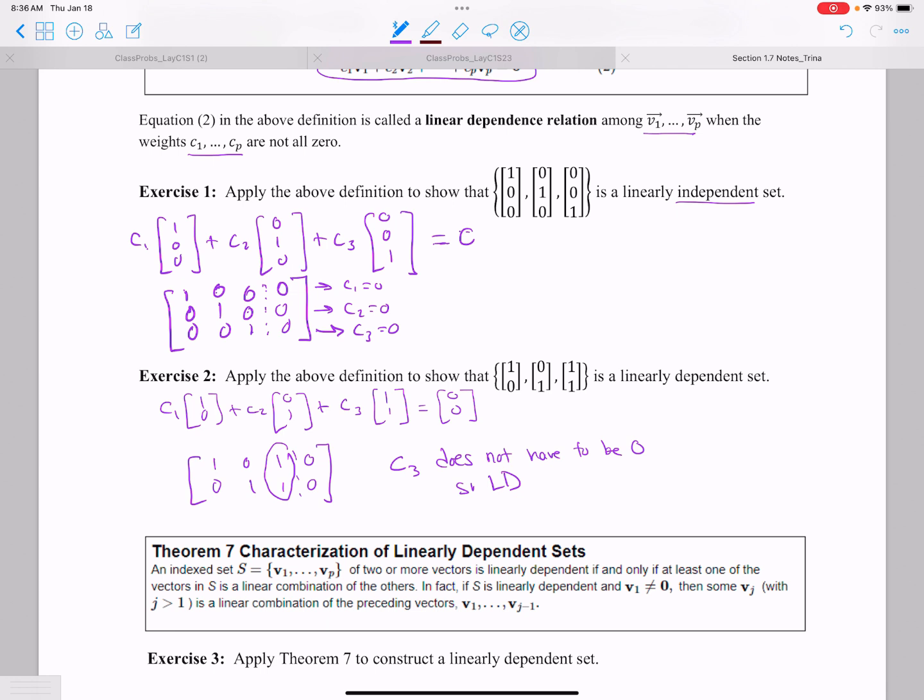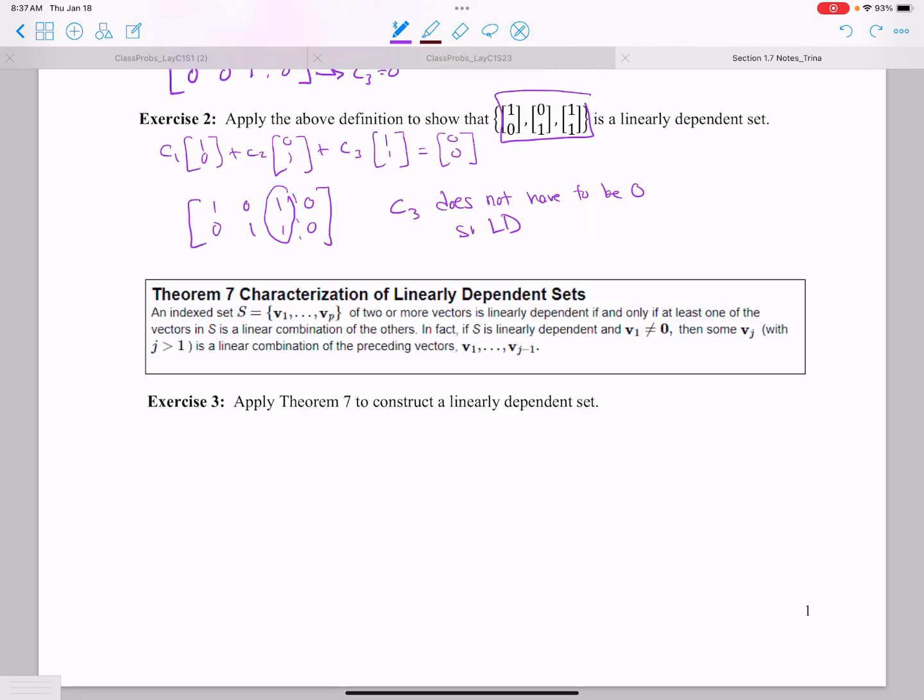Another way to think about that, just by observation: looking at this set, if I add the first two vectors together, I will get the third vector. So the third vector really depends on the first two, just by observation. Theorem 7 says that an indexed set of two or more vectors is linearly dependent if and only if at least one of the vectors in S is a linear combination of the others.